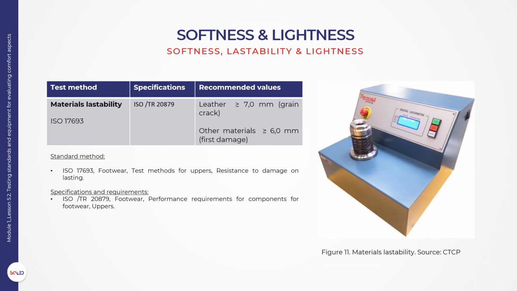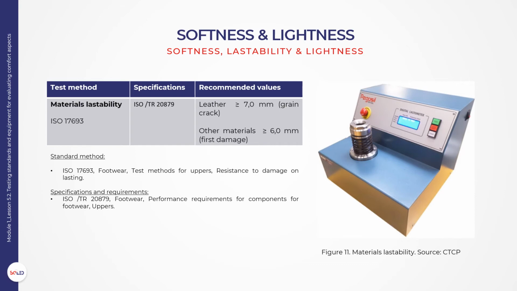This table shows the requirements of lastability for leather and other materials used for uppers. For leather, it shall be greater than or equal to 7,0 mm, grain crack. For other materials, it shall be greater than or equal to 6,0 mm, first damage.